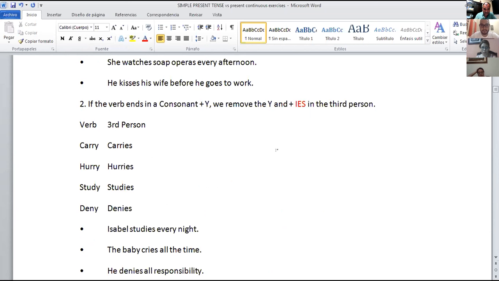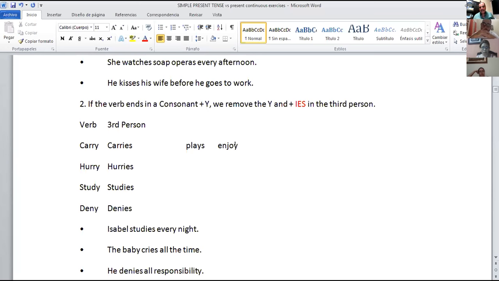Now, I'm going to write right here. For example, the verb play. Okay, play, this is a vowel, and this is a Y. So it's vowel plus Y. The rule says only consonant plus Y. In this case, that is vowel plus Y, we only add S. Another example is enjoy.